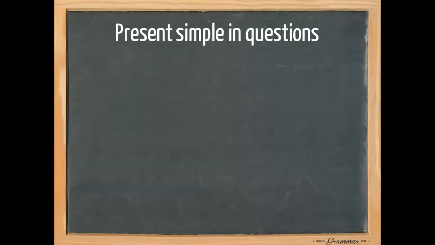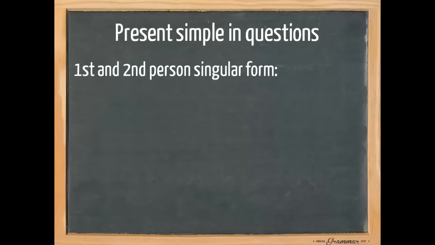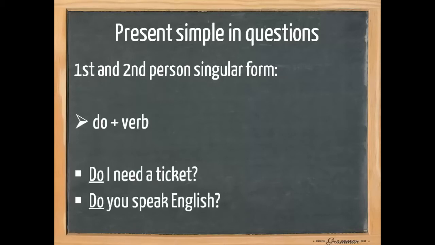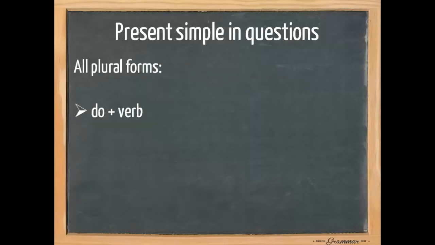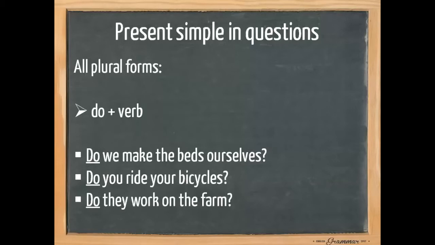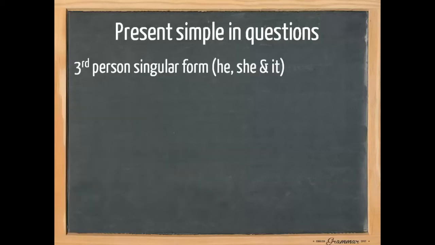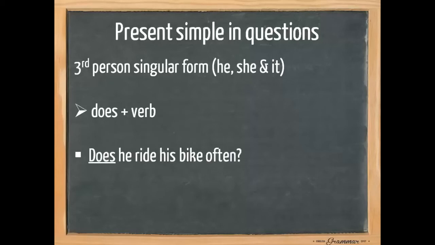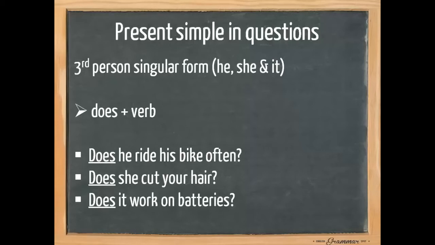Now let's take a look at present simple in questions. For the first and second person singular form, we need the auxiliary verb to do and the infinitive form of the verb. Do I need a ticket? Do you speak English? The same goes for all plural forms. Do we make the beds ourselves? Do you ride your bicycles? Do they work on the farm? For the third person singular form, we also use the auxiliary verb to do, but we conjugate it to does and the infinitive form of the verb. Does he ride his bike often? Does she cut your hair? Does it work on batteries?